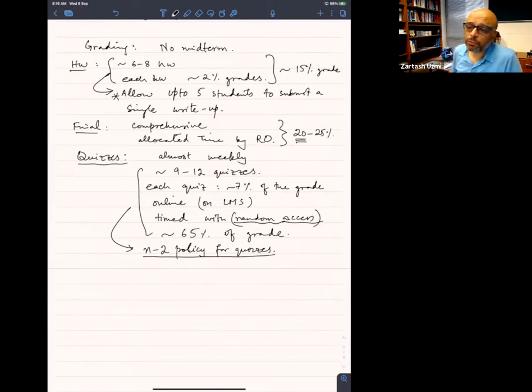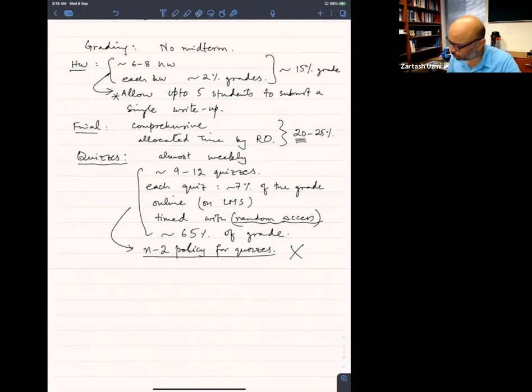If, however, you miss a quiz for any reason and you want to use the petition with the Office of Student Affairs, then we are not going to apply the N-2 policy in your case. We will then count all the quizzes, whether 1 quiz or 2 quizzes or 3 quizzes, however many OSA has approved your petition for, we will use that petition.